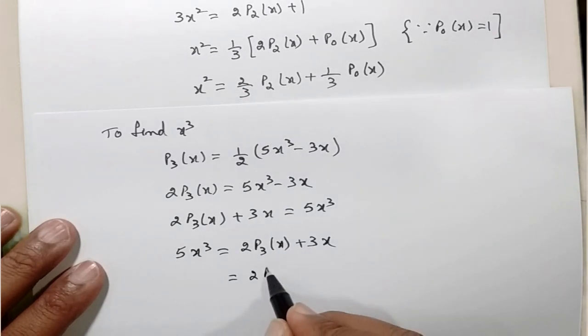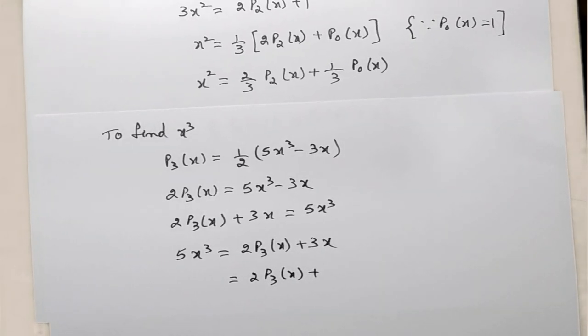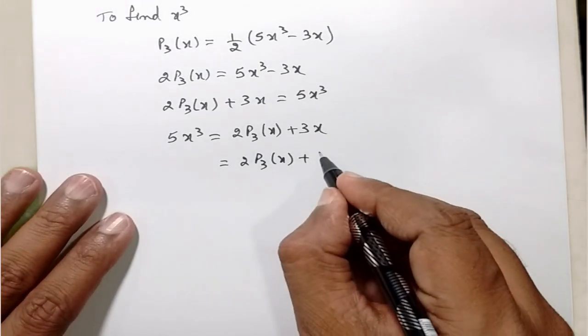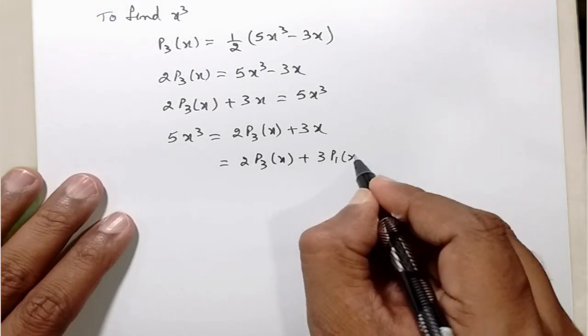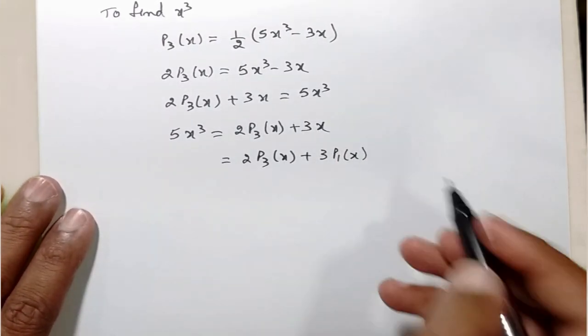Or it is 2 times of P3 of x plus, what is the value of x? We know the value of x to be P1 of x. Just observe, initially we have written the value of x, P1 of x, to be x.